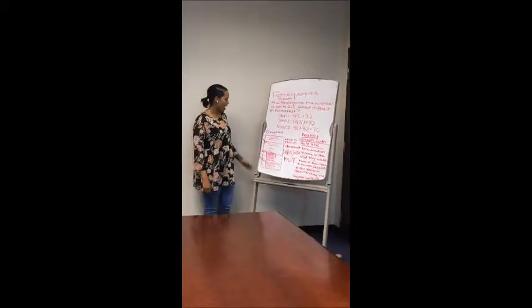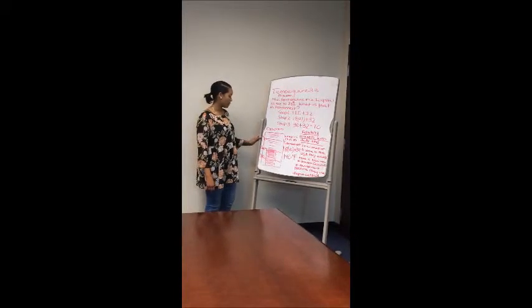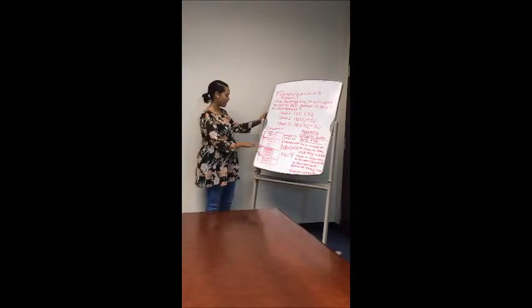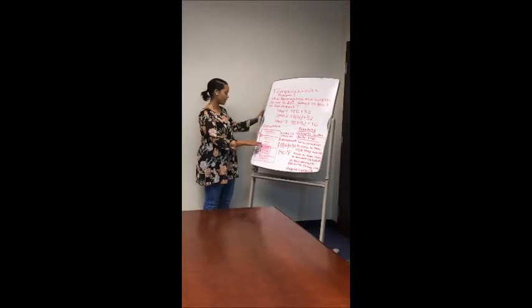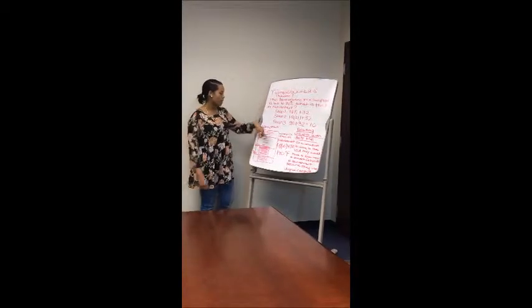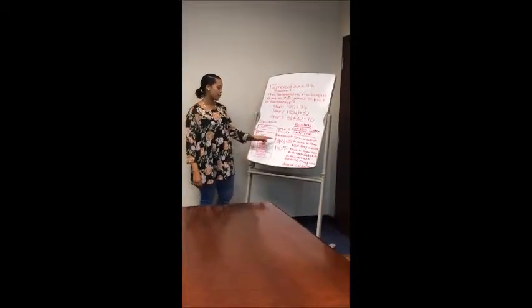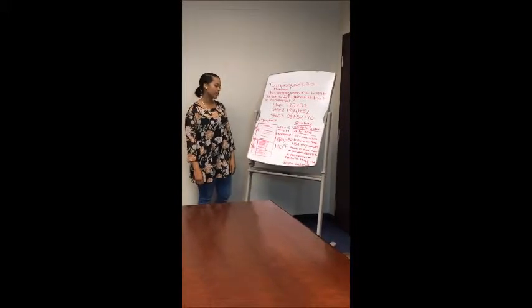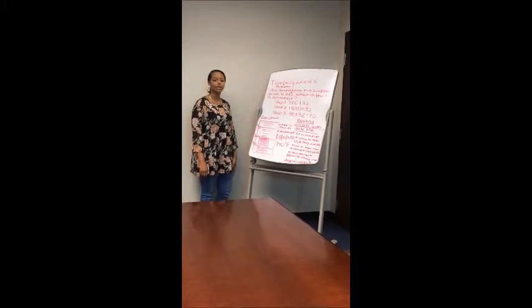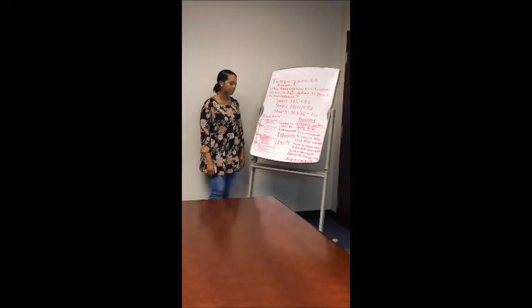For my graphic, I depicted a thermometer. On here, it's at 60 degrees Celsius. What is this in Fahrenheit? So you do 1.8 times 60 plus 32, which gives you a total of 140 degrees Fahrenheit.